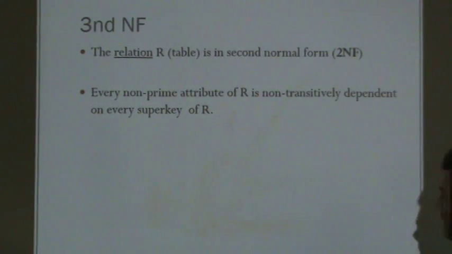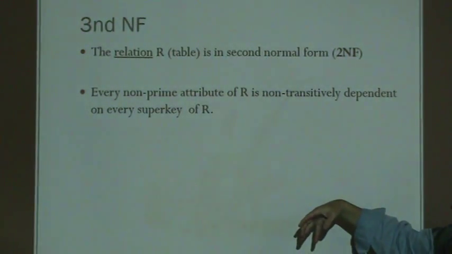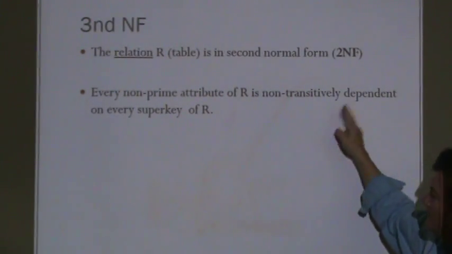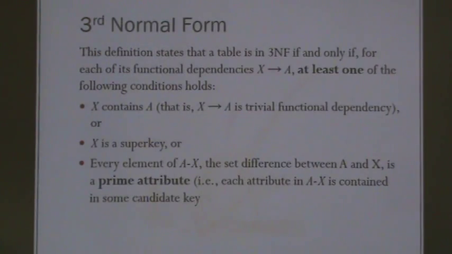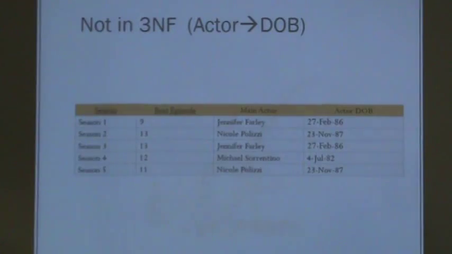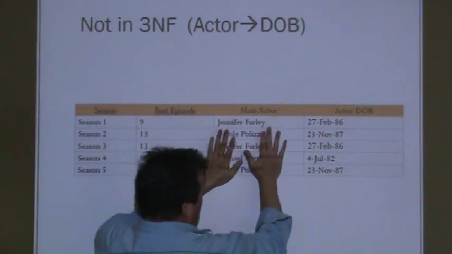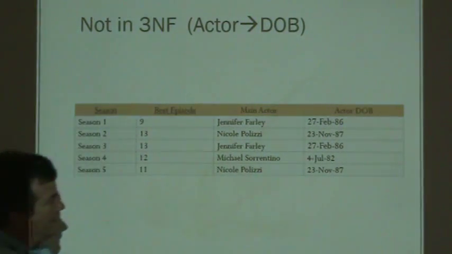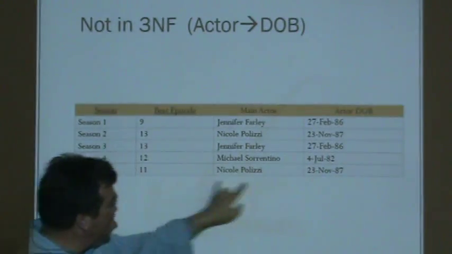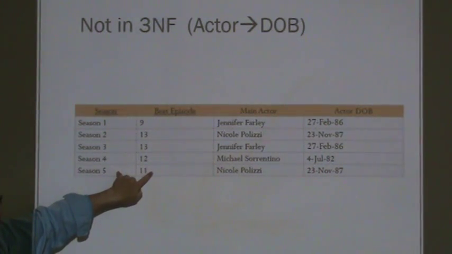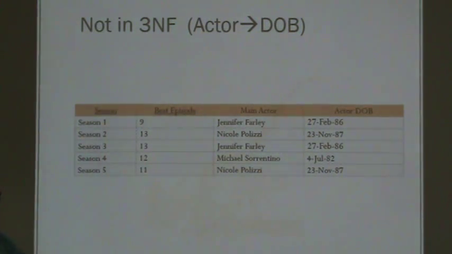Okay. In this case, third normal form is every non-prime key, which would be like the date of birth, is non-transitively dependent on the super key. It can't be transitively dependent on it. So, the super key is these two fields. These two fields tell us the person, which tells us the date of birth. So this field is transitively dependent on the super key. So that makes this not in third normal form.